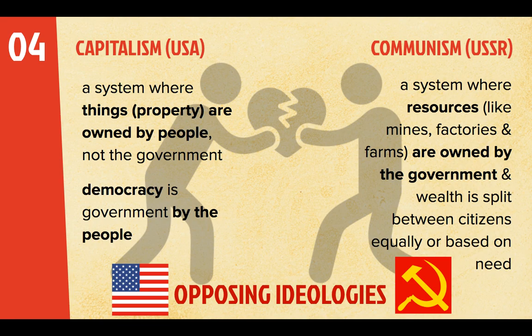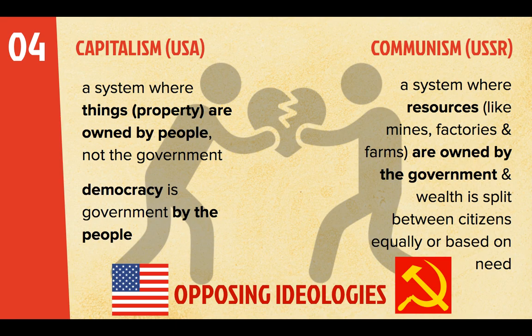Capitalism is the one most of us are most familiar with, so we'll start there. Capitalism is the United States system. It's a system where all of our things, all of our property, are owned by people, not the government. You own your house, or your parents own your house. The government does not own that thing. And our political system we would describe as a democracy, because government is by the people. Of course, we have lots of problems with that throughout our history, but that's the core of the structure, that government is run by individual people.